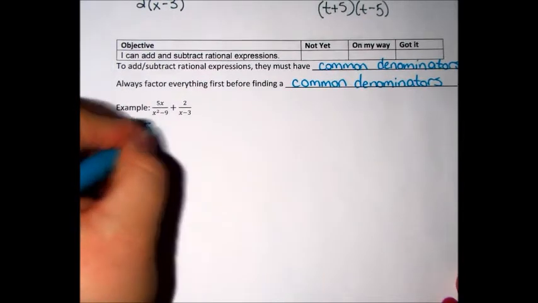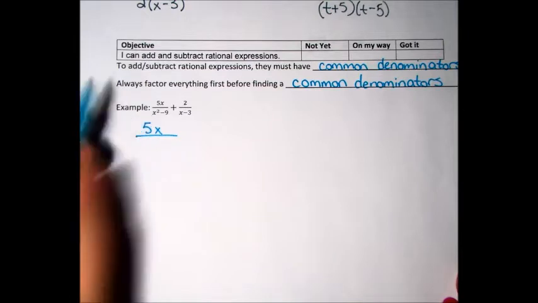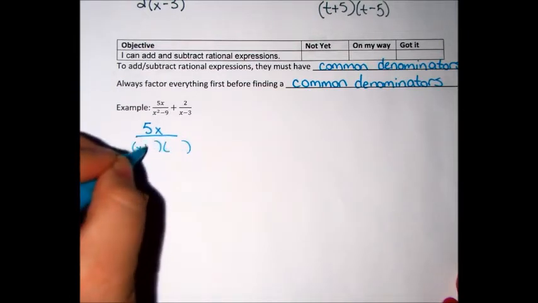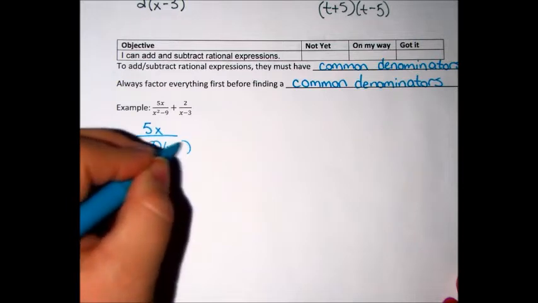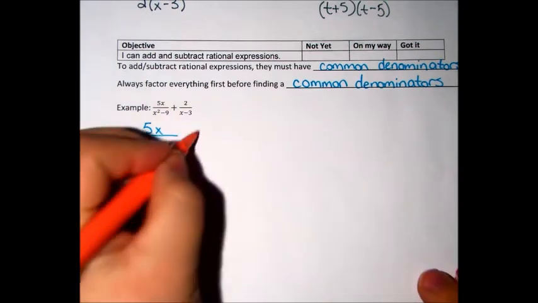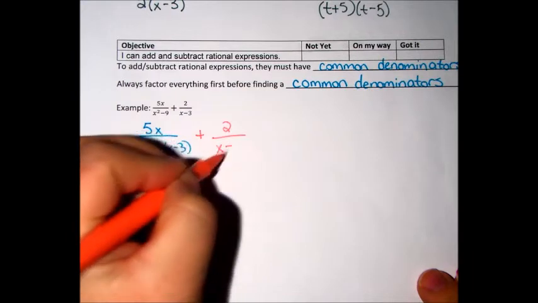So 5x does not factor, but the x squared minus 9, I recognize them as 2 perfect squares with a minus in the middle. So x plus 3, x minus 3 is what it factors to. And then the second one is already factored the way it is.